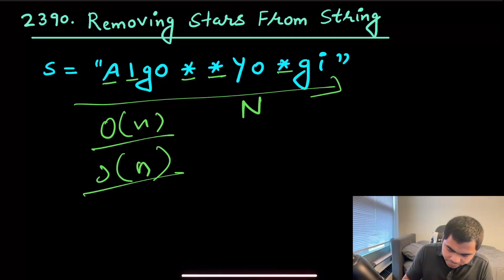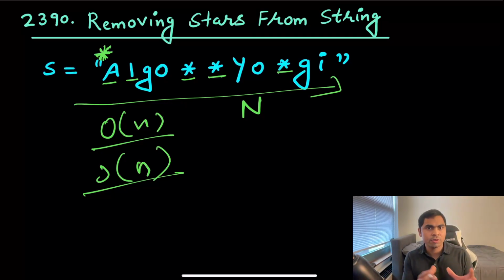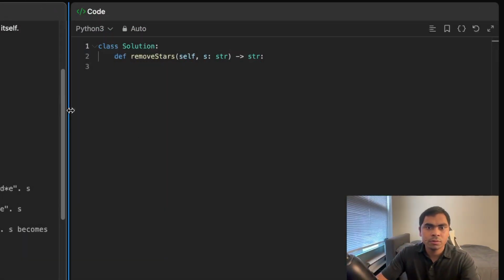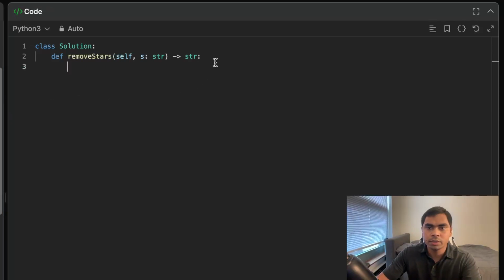If we see a star in the beginning, we'd need a check that if you're seeing a star, then your stack needs to have something to pop out. That is already taken care of because we are not adding any stars to our stack, only adding the non-star characters. Let's switch our view. This will be one of the shortest videos.